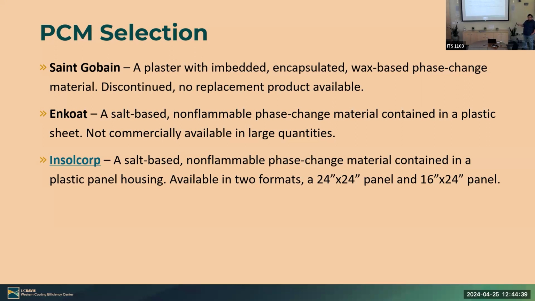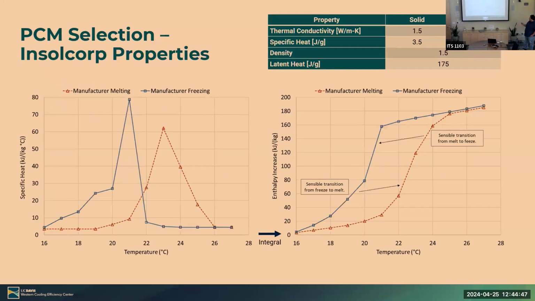In addition to these, we're constantly looking for different technologies that came out during the course of the study. But as we progressed, Insul Corp remained the most applicable to what we're trying to figure out. So going with Insul Corp, these are the properties of Insul Corp. As you can see, we had a solid conductivity 1.5, liquid 0.5, 3.5 specific heat, 4.5 liquid. You have different properties for the different states.